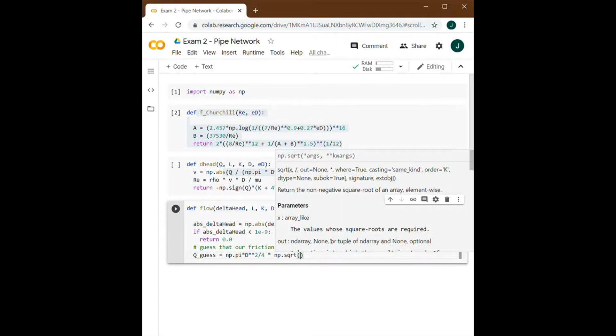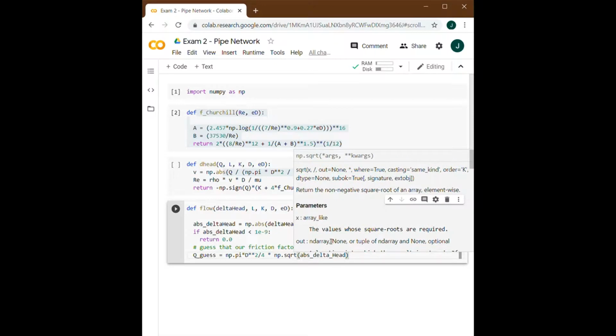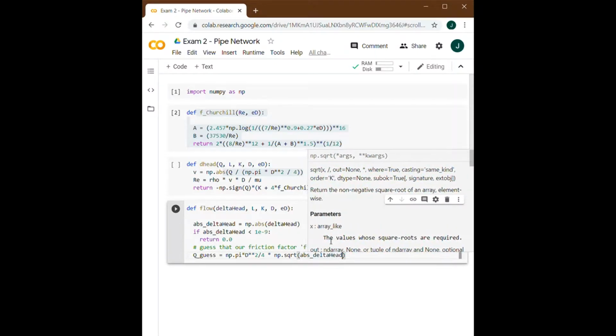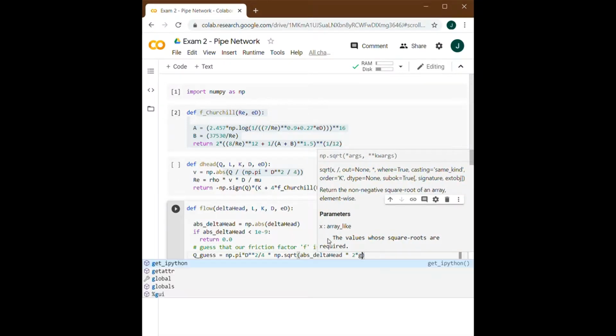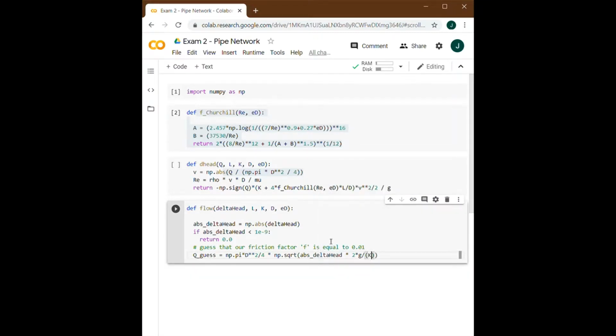So we got numpy square root of abs_delta_head. Oh, excuse me, let's get that variable right: abs delta head times 2 times g, the gravitational constant, divided by the quantity of k plus 4 times our frictional factor, which we are guessing is around 0.01. We're going to multiply that by the length and divide that by the diameter.